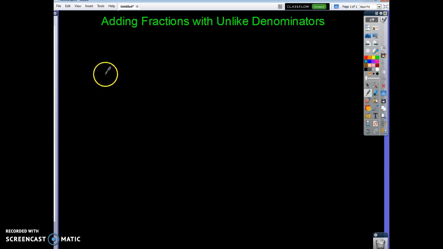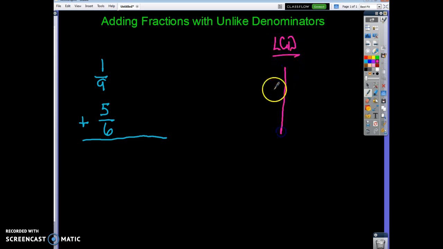So now let's do two new fractions. 1/9 plus 5/6. And I like to make a nice long equal sign down here at the bottom. Stack them up nice and tall. And now let's go over here. Let's make our LCD, our least common denominator, by doing our t-chart.